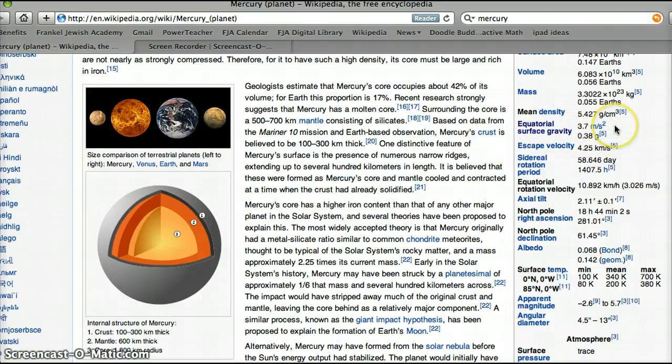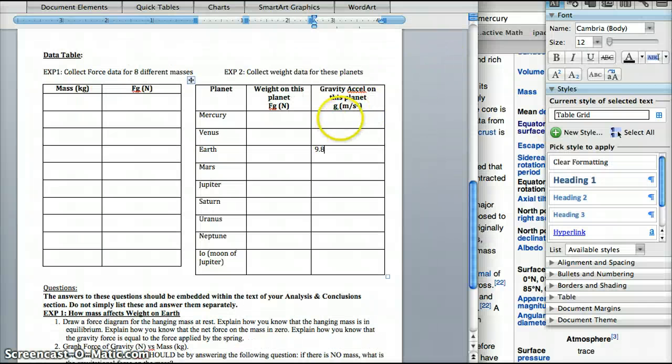So this is the strength of gravity, the acceleration that gravity pulls down in meters per second squared on Mercury. So that 3.7 meters per second squared, this 3.7, that's going to go into your data table for Mercury: 3.7. And that's how you fill in the data table for experiment 2.